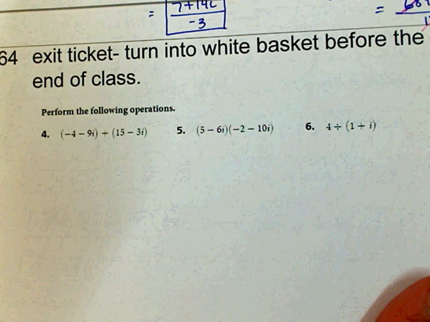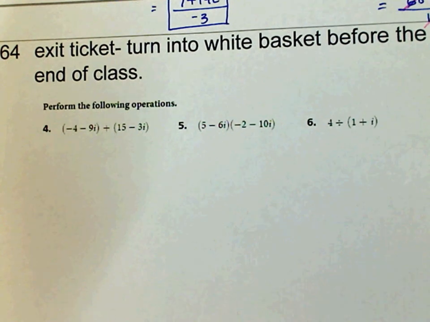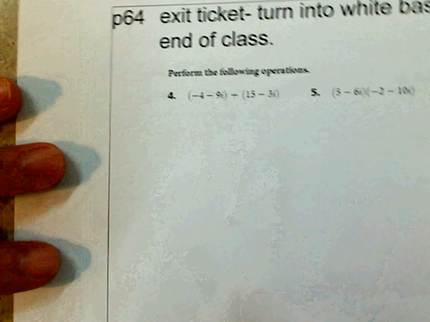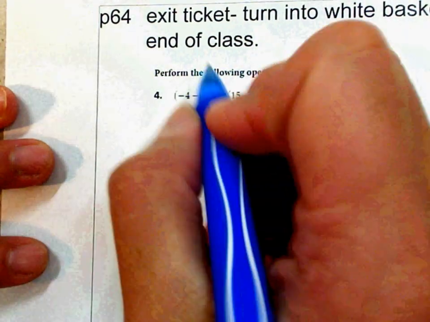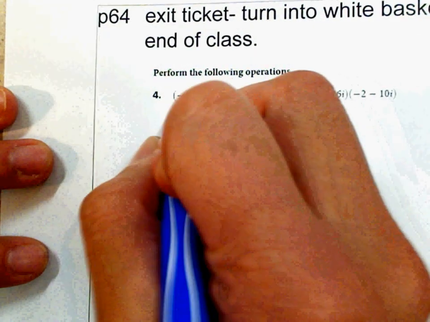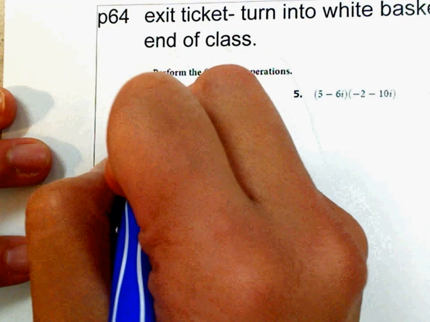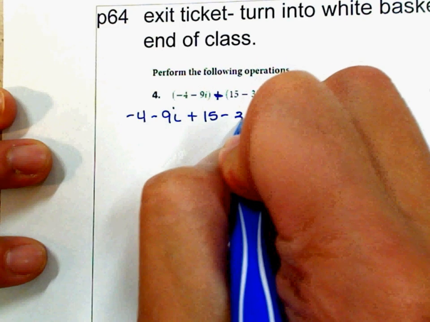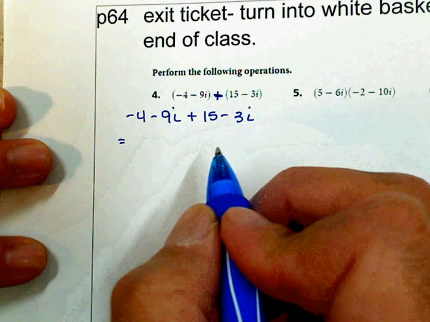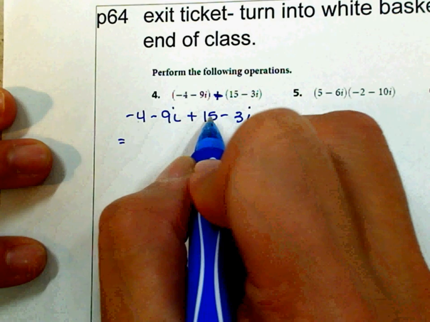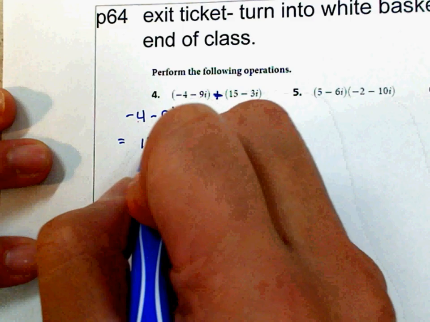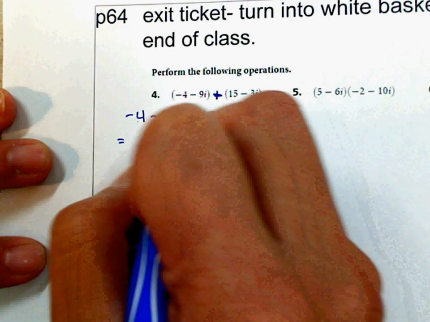See if you guys can do your exit ticket. Here we go. Let's look at this one. Number 4. That's a plus between those binomials. So this is the same as negative 4 minus i plus 15 minus 3i. Combine your like terms. Negative 4 plus 15 is 11. Negative 9i minus 3i is negative 12i. There you go.